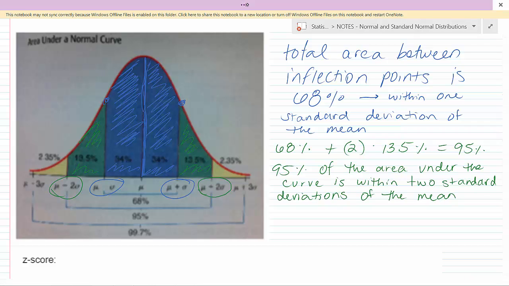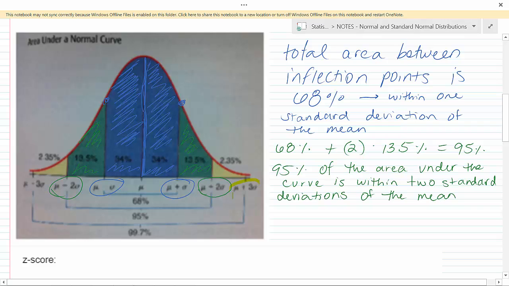Let's take a look at 3 standard deviations away from the mean. So we know from our past experience that a score that's 3 standard deviations away from the mean is going to be unusual. If we're talking about the area under this curve between 3 standard deviations away from the mean, we're going to take our 95% and add 2 times 2.35% to get 99.7%.